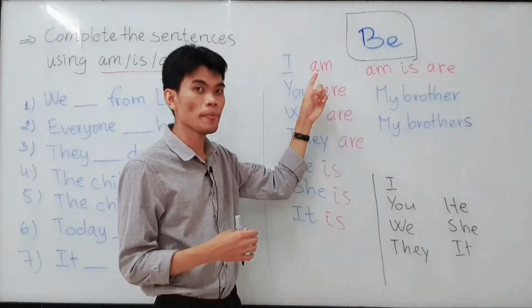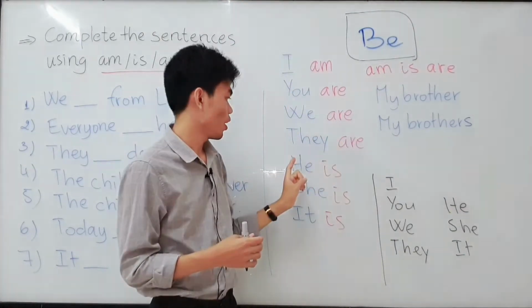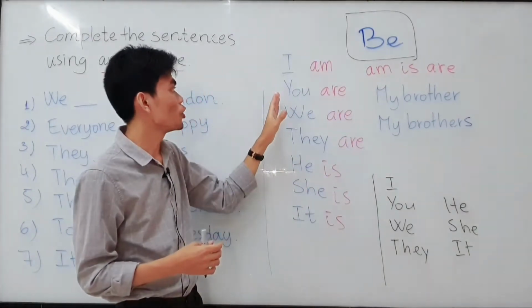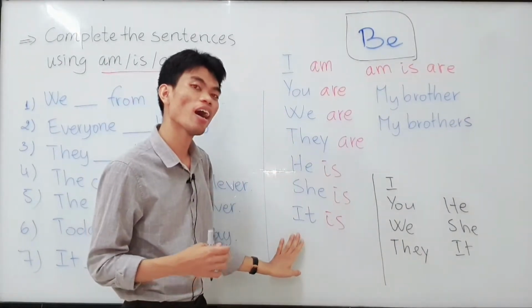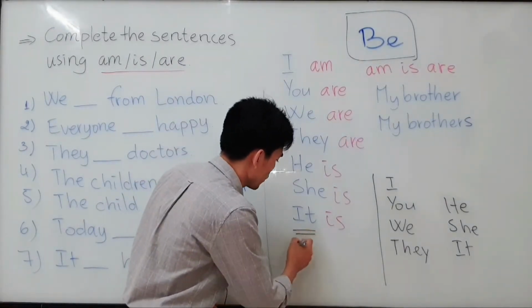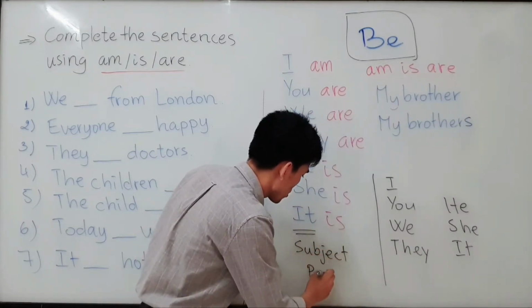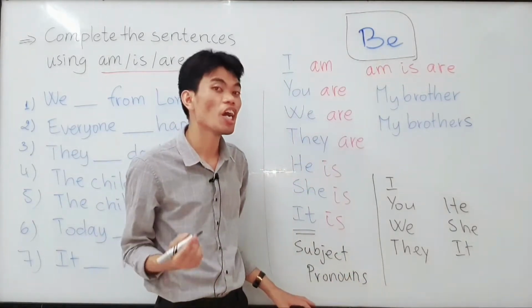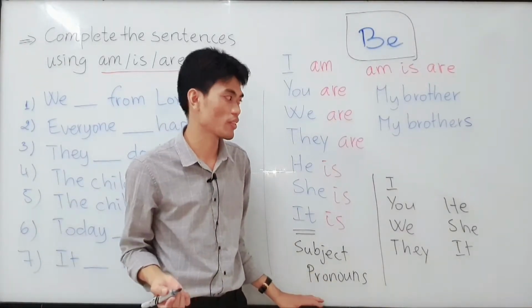Alright. I, you, we, they, he, she, it are subject pronouns. Okay? Subject pronouns. I, we, you, they, he, she, it are pronouns.